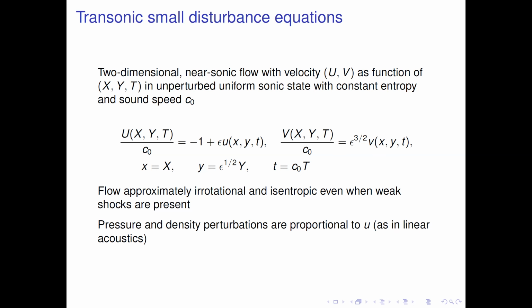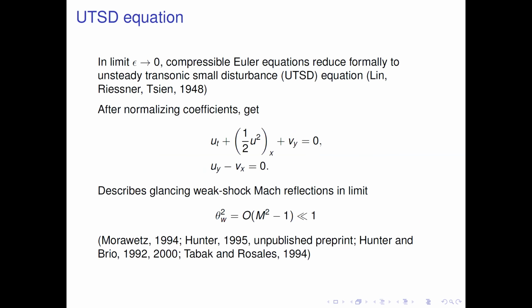So, all right, I don't want to say more about the derivation, but what you're led to is this equation, which we call the unsteady transonic small disturbance equation. And it actually goes back to Lin, Reissner, and Tsien in about 1948. So this is asymptotics for nearly sonic flows in this limit. Let me just say a few words about it.